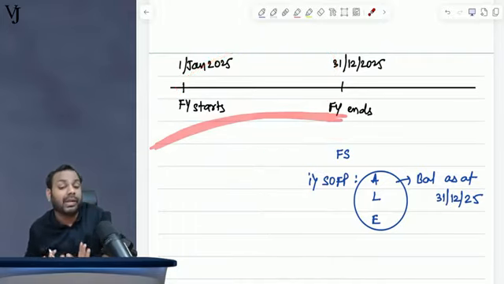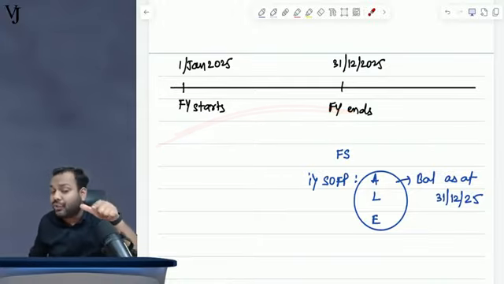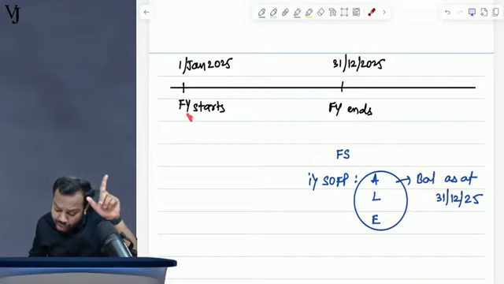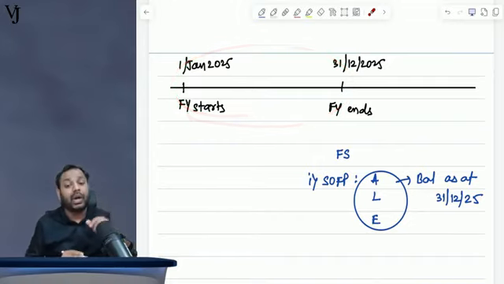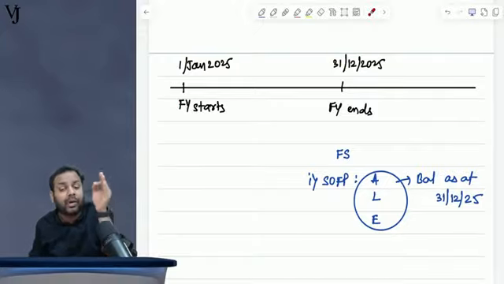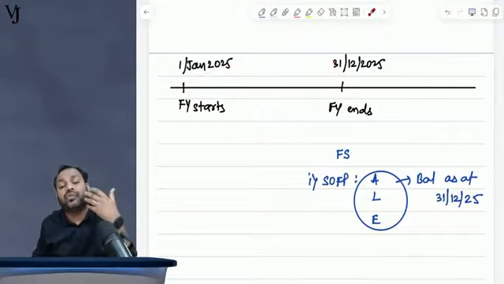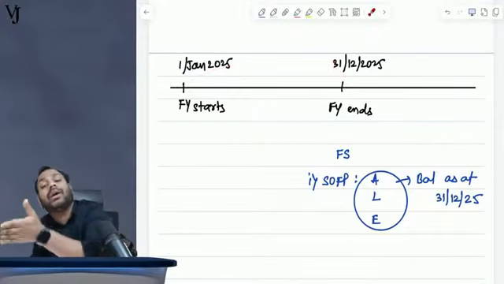Now, statement of cash flows. It shows the movement of cash during the year. And that's why the cash flow statement is for the year ended. Now, statement of changes in equity shows the movement in equity from here till here. So that's why the statement of changes in equity is for the year ended.